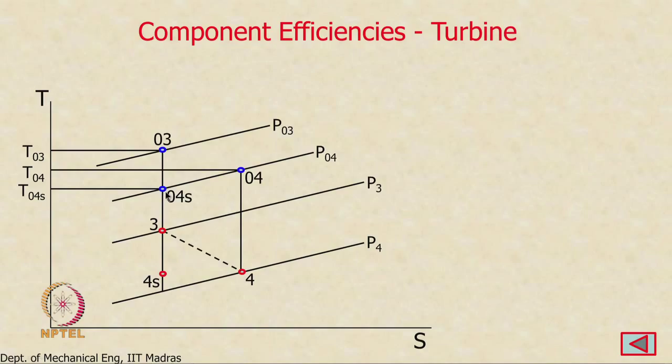stagnation state would be 04s. So you can see that if the process had been isentropic, then the amount of work that I would have obtained would be T03 minus T04s, which is more than what I am getting now, which is T03 minus T04. Okay. So this nicely quantifies the loss due to the irreversibility. That is the usefulness of this particular calculation.